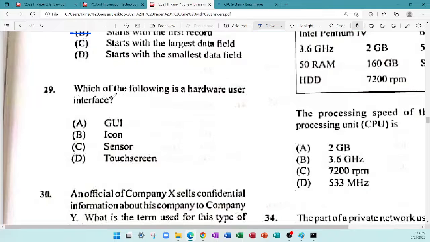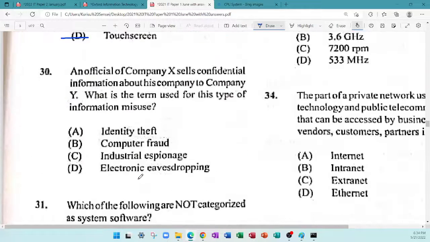29. Which of the following is a hardware user interface? GUI. Wrong. Hardware. Touchscreen. What is the interface? We talked about this earlier. It allows you to interact with the computer. Good. So a hardware interface is a physical interface. You interact with the system physically using a touch screen. Each one of you has a phone, right? That is the hardware interface.